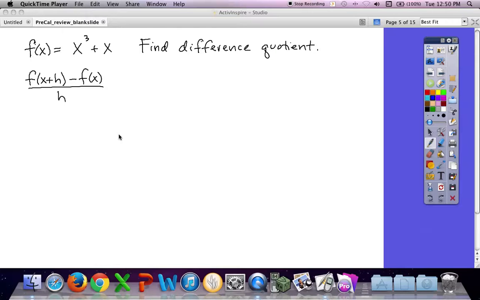So the difference quotient, right? The difference quotient is defined like this. It's a difference and it's a quotient. f of x plus h minus f of x, divided by h.